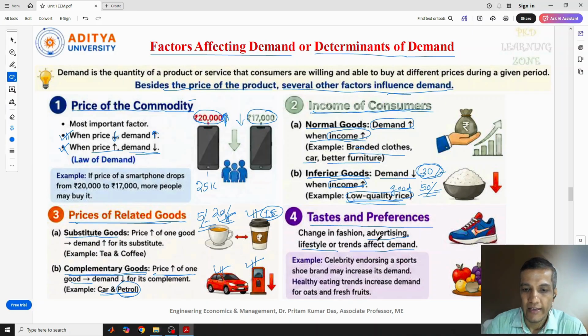So here I have taken an example like a celebrity endorsing a sports shoe brand, which may increase its demand. When a celebrity is endorsing a brand, due to the fan followers of that celebrity, more of that product may be sold at that time. And the next one is the healthy eating trend, which can increase the demand for oats and fresh foods. If you want to stay healthy, you need to go for better foods like oats and fresh fruits. So that also will create demand.